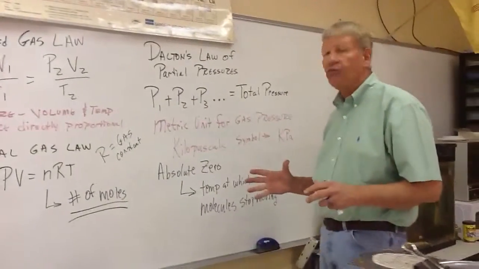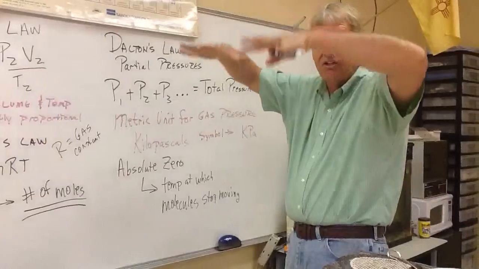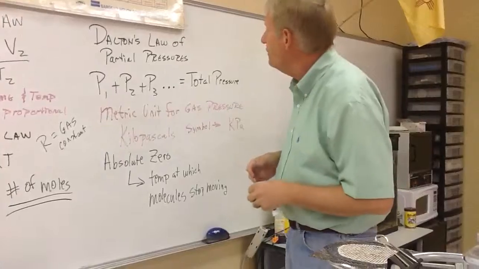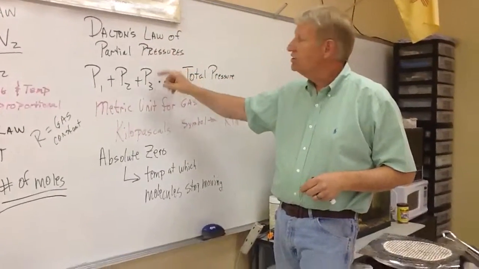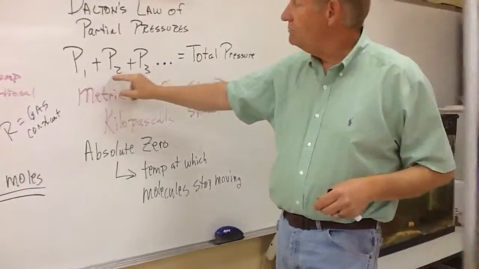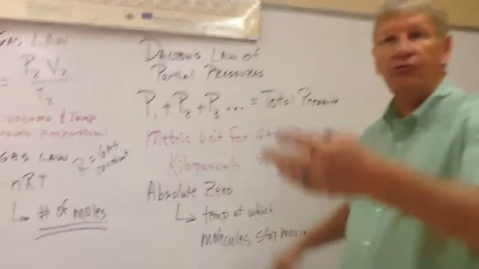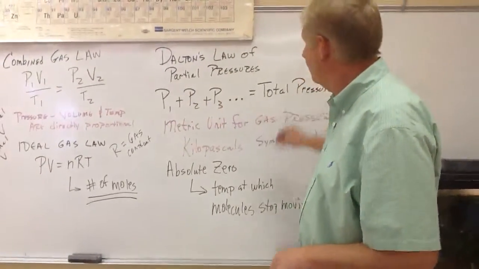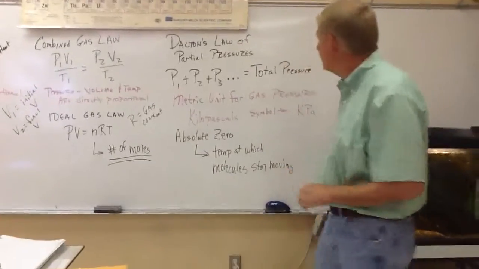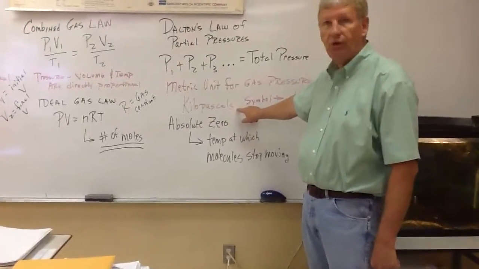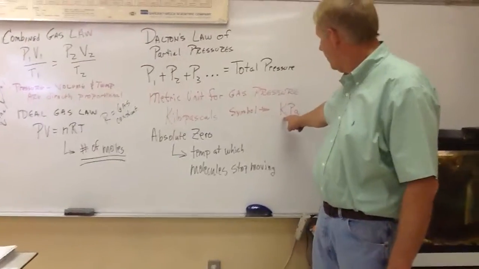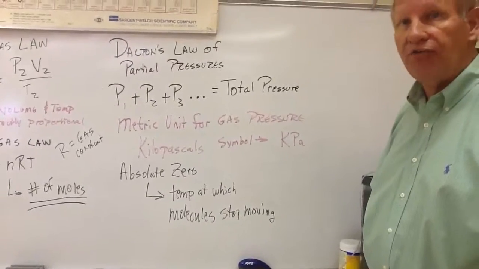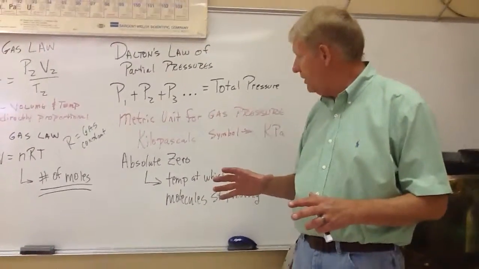We also talked a little bit about barometric pressure, about all the gases exerting pressure down on the mercury barometer, and how we have atmospheric pressure on us all the time. Dalton's law of partial pressures says the pressure of each gas, P1, P2, P3, and it could be P4, P5, depending on how many gases you have, the sum of all the pressures equals the total pressure. Now, what's a metric unit for gas pressure? It's kilopascals, kPa, K for kilo and PA for pascals.